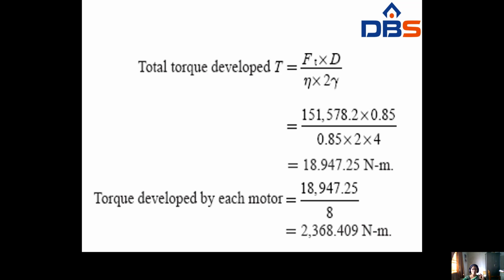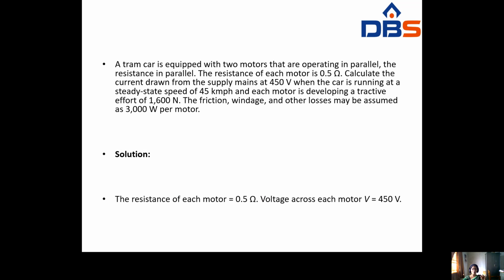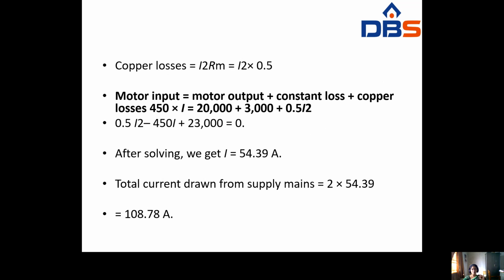So that means here there are two motors. The current drawn by the two motors, you can get 2 into 54. This 54.39 amperes is only for each one motor. But in the problem we are asking for the current drawn by the two motors. So at that time you have to multiply 54.39 into 2. At that time this will become 108.78 amperes.